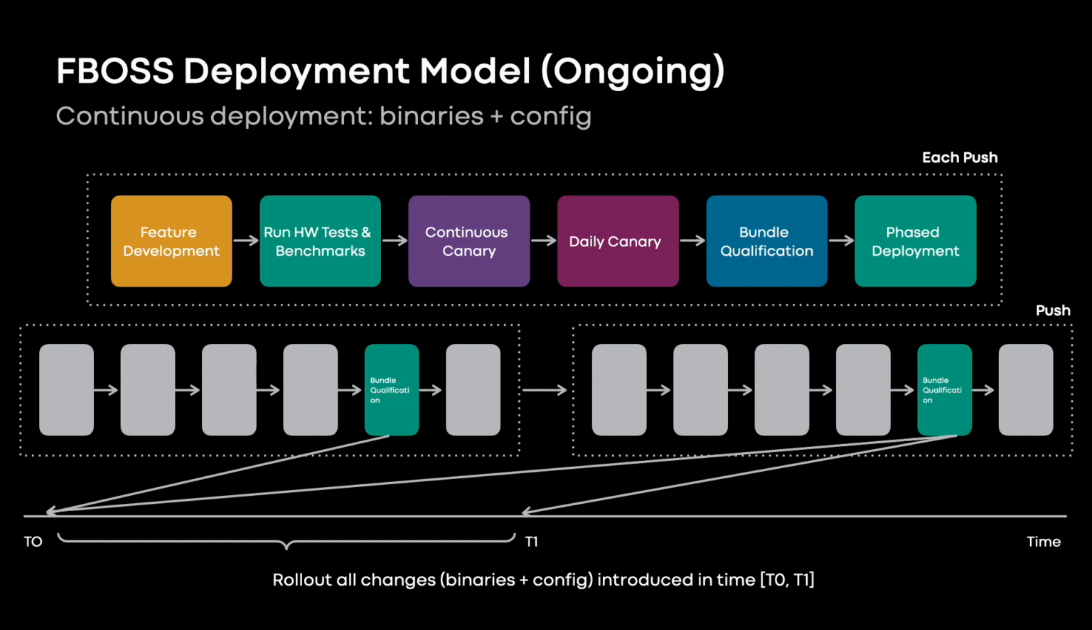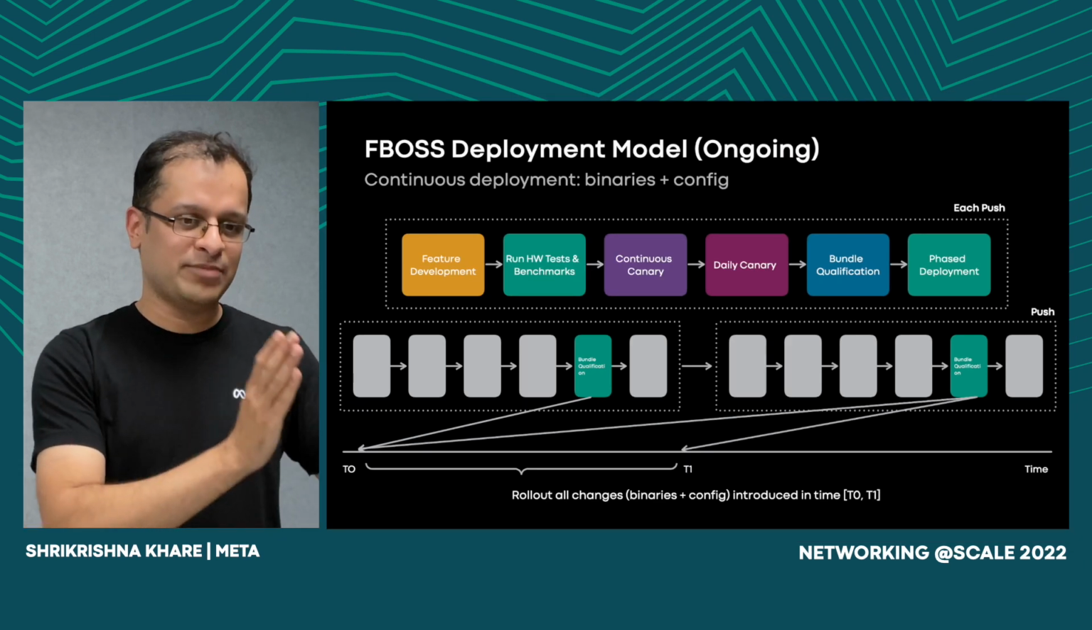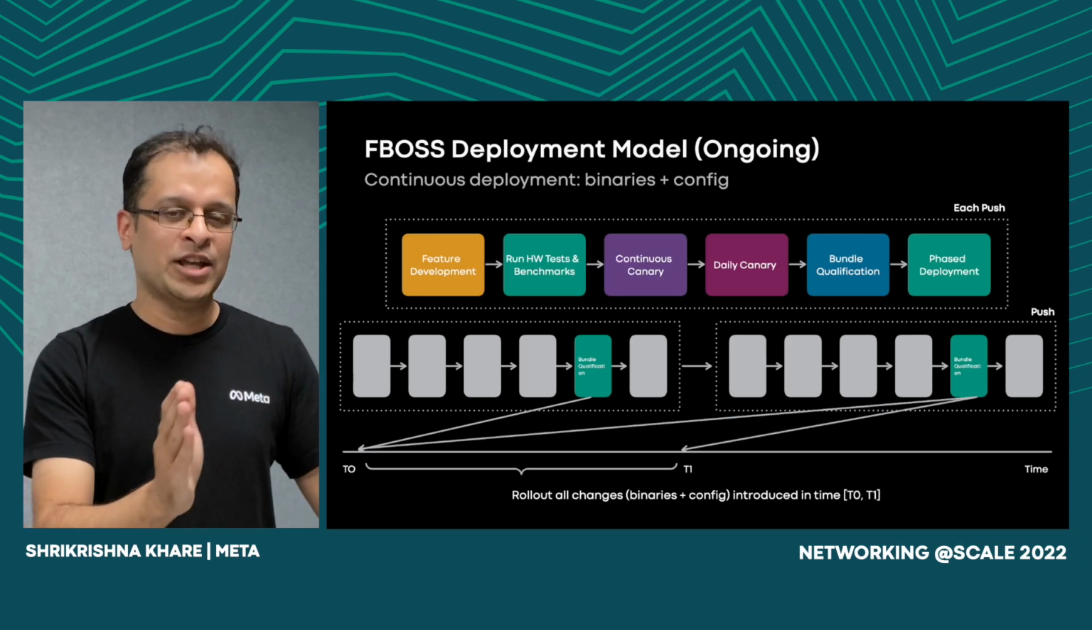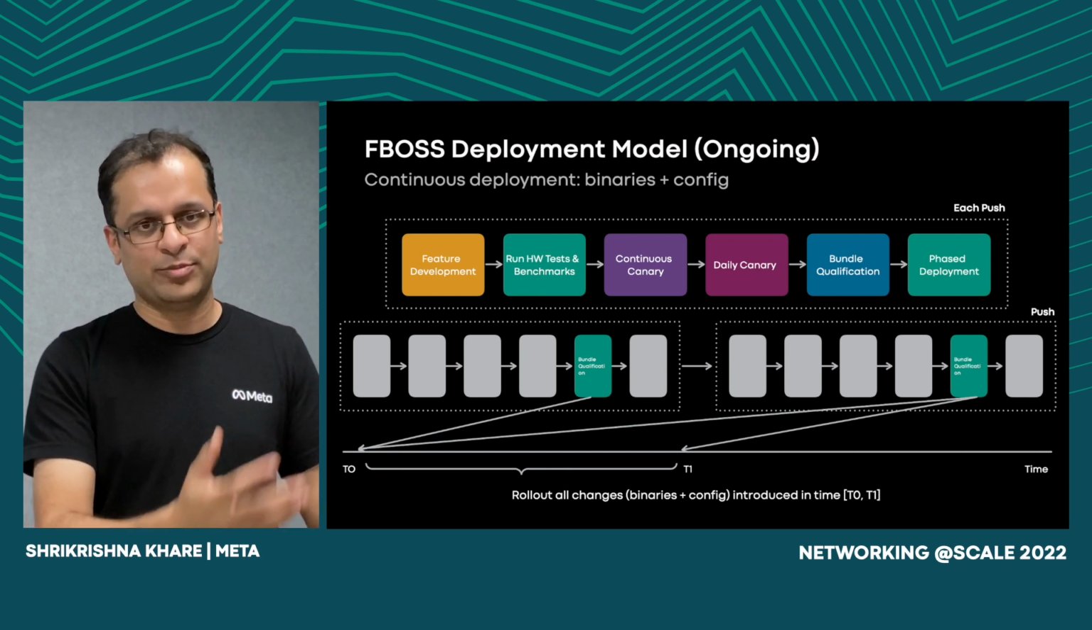If daily canary passes as well, and if everything looks great there, then we go through what we call bundle qualification, which is where we choose a new binary that we are going to roll out to entire production. And that happens gradually in phases as well. If you look at the bottom part of the screen, you see a time window T0 to T1, which is when we are gradually rolling out devices in production with the new binary.